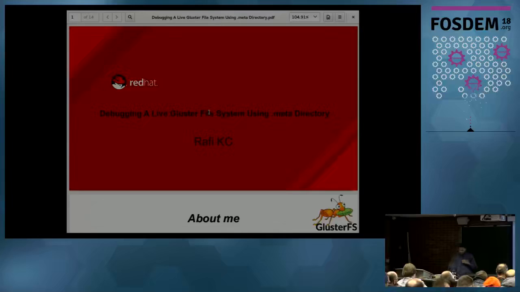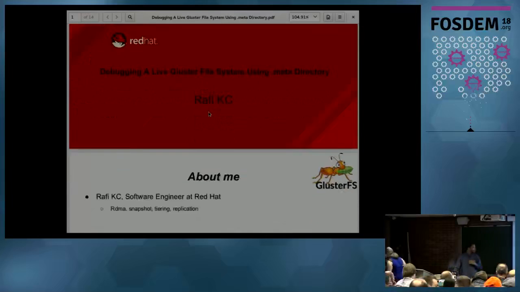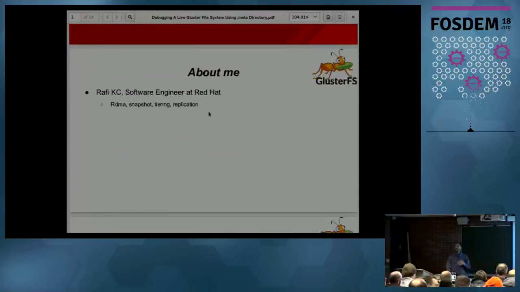So before jumping into the agenda, I'll introduce myself. I'm Rafi, a software engineer at Red Hat. I've been at Red Hat for 3 years, almost 3.5 years. I've worked on components like RDMA, which is remote direct memory access, and snapshot, and then tiering, and then replication. That's pretty much about me.